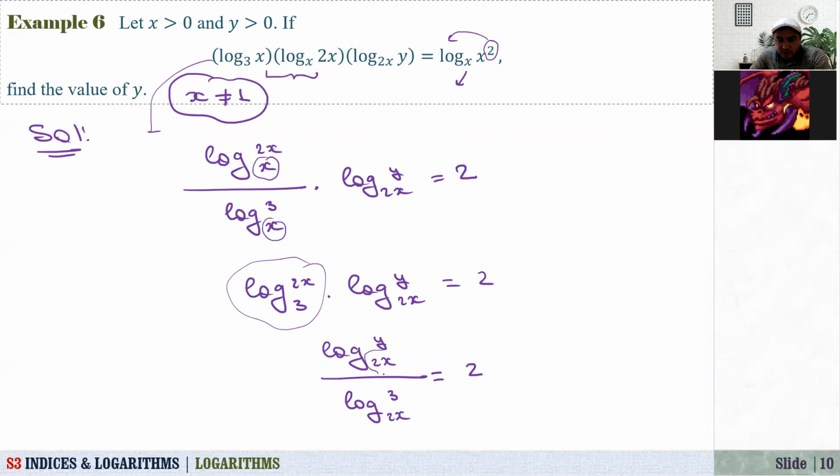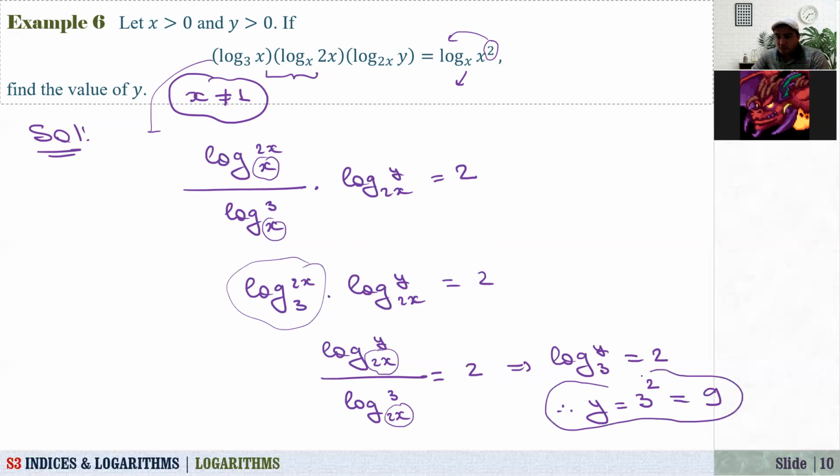So now I see here the bases are the same. So from here, I can just write logarithm of y to the base 3 is equal to 2. Then what is y? y is equal to 3 squared, that's equal to 9. So the value of y in this equation is 9.